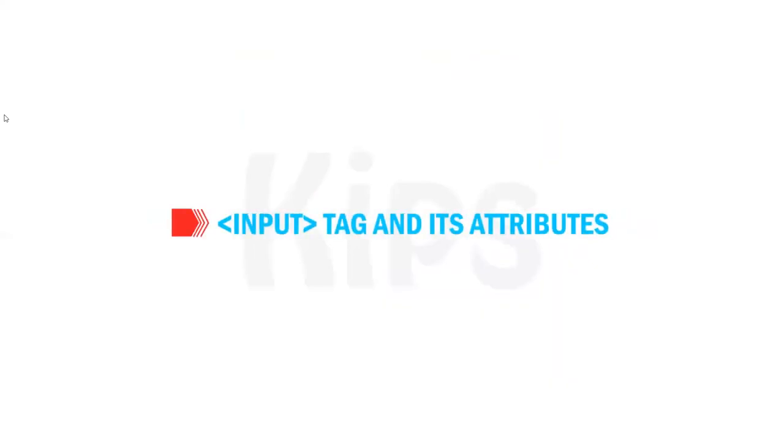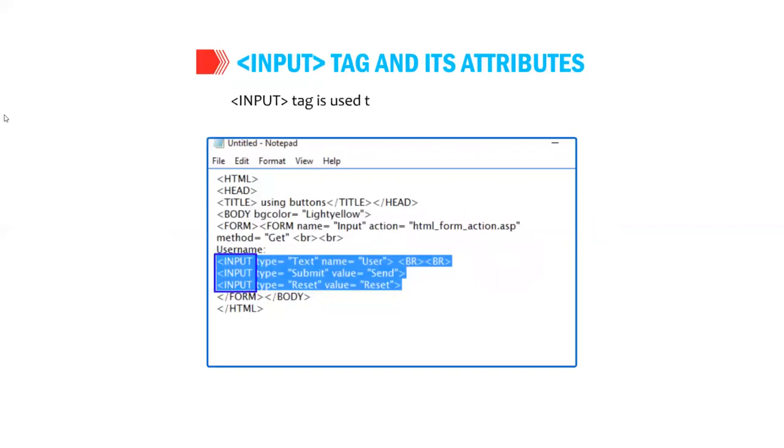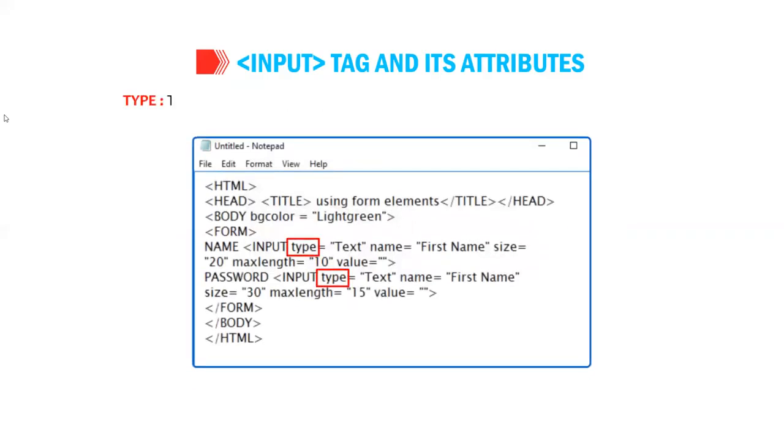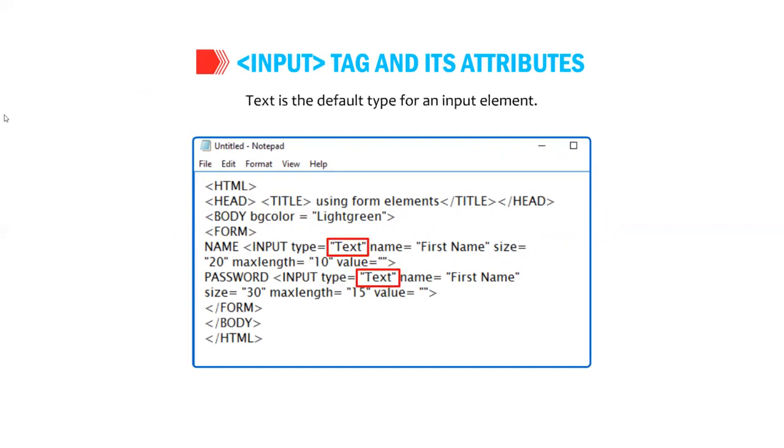Students, let's learn about input tag and its attributes. Input tag is used to create the form elements. The attributes which can be associated with this tag are type. This attribute specifies what type of form control will be added to the form. Text is the default type for an input element. It defines only one line of text.